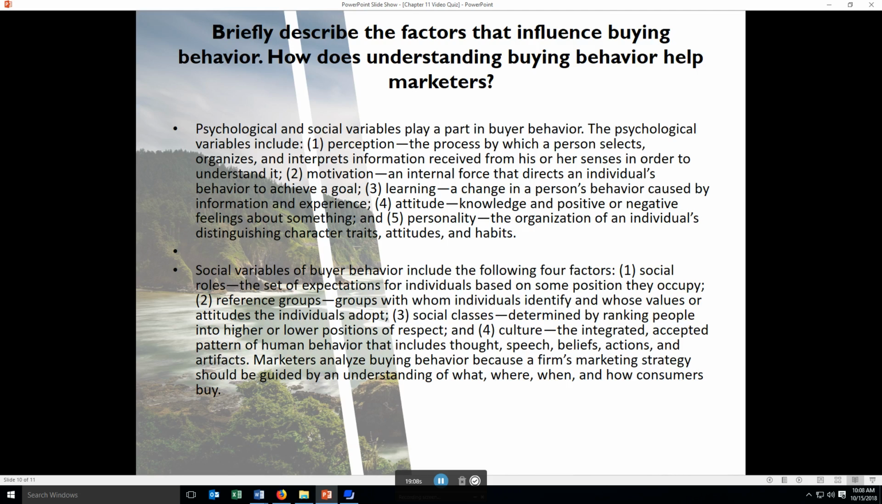Number 3, learning, a change in a person's behavior caused by information and experience. And this is something we really need to focus on. Every single day, you wake up, and by the time you go to bed, you're a different person. Because you've gone out in the world and acted. You've purchased or exchanged goods and services.